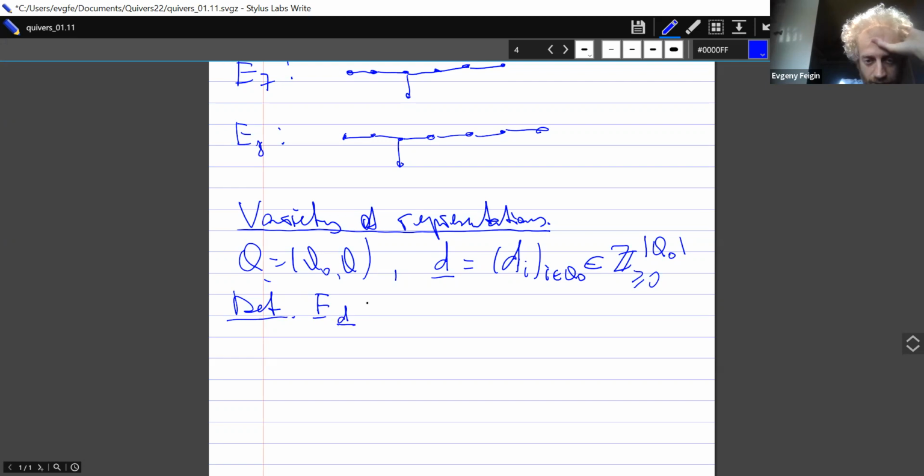This is the variety of d-dimensional Q-modules.